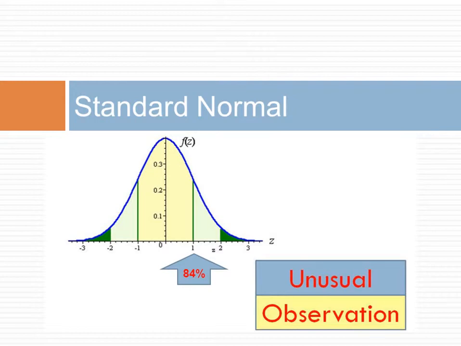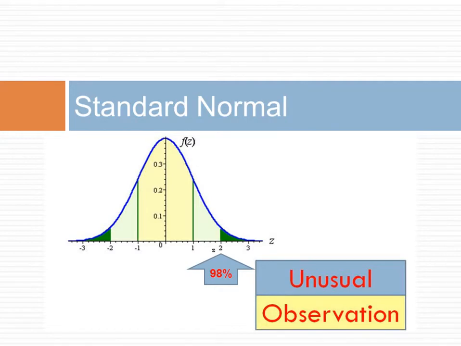At one standard deviation, 84% of observations fall below it. At 2 standard deviations, 98% of observations fall below it. At 3 standard deviations, 99% of the observations fall below it. The chances of observing a value more than 3 standard deviations away from the mean falls below 1 in 1000.